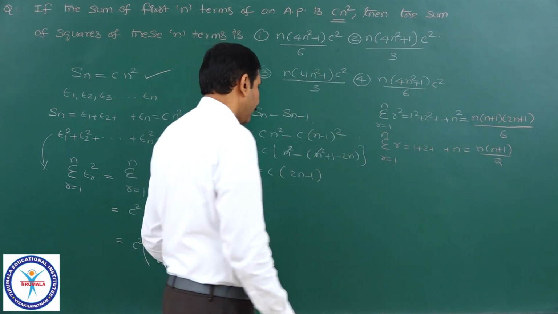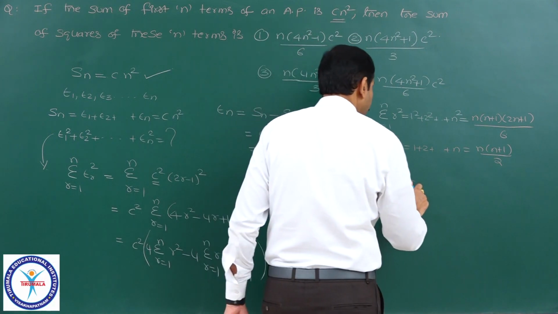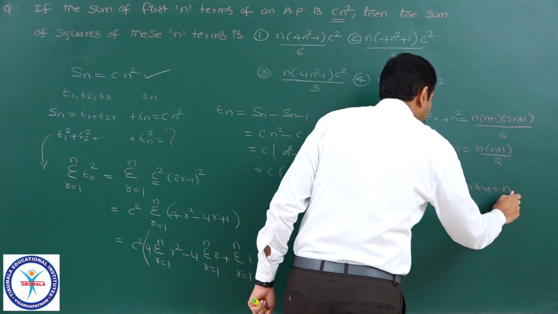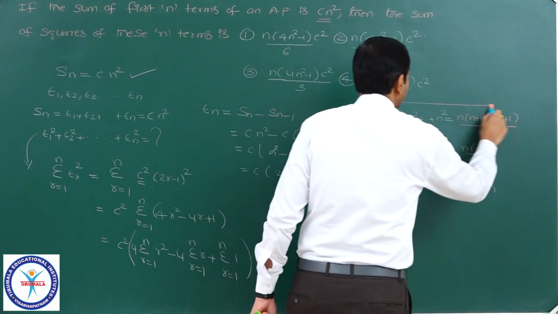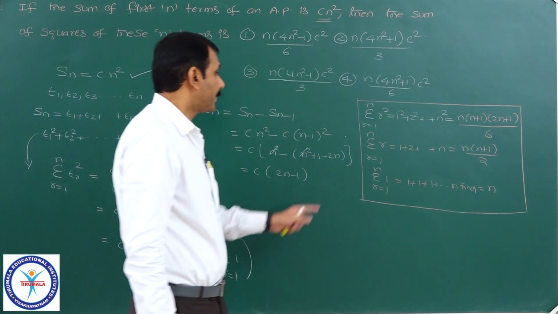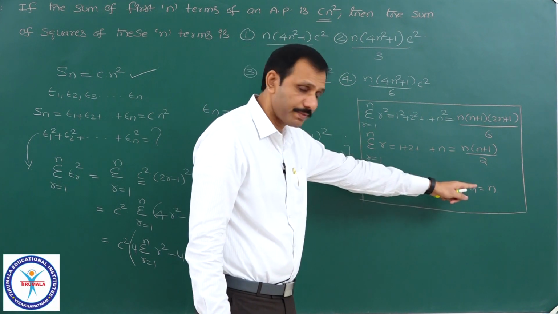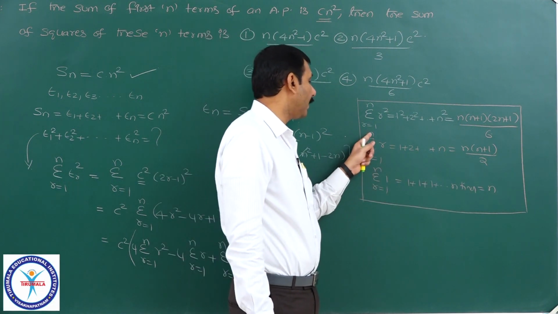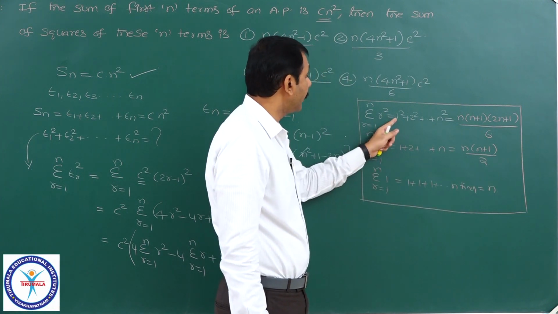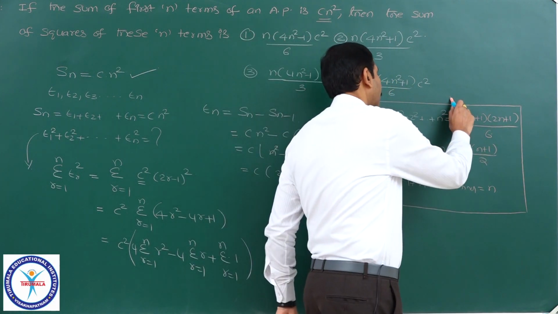And the last one, the third one, sigma r equal to 1 to n 1 means it is 1 plus 1 plus 1 plus and so on n times, equal to n. Definitely these three will be helpful in other chapters also. Sigma r equal to 1 to n 1 is n. Sigma r equal to 1 to n r is the sum of first n natural numbers, n into (n plus 1) by 2, and sigma r square is the sum of squares of first n natural numbers, n, (n plus 1), (2n plus 1) by 6. Please remember this one.